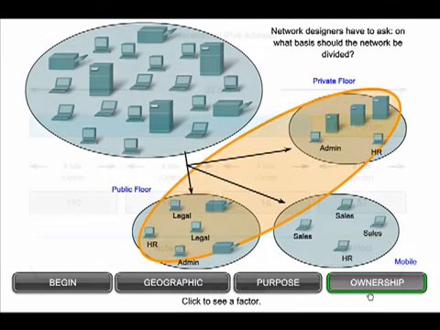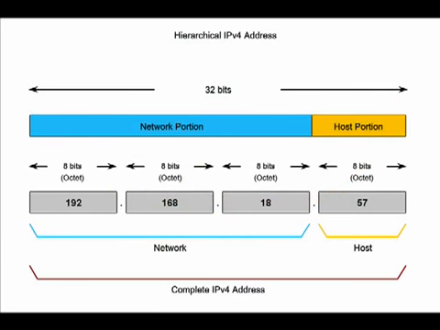IP addresses are hierarchical in nature. That is, part of the address represents the network, and part represents a specific host on the network. An IPv4 address is 4 bytes, which is divided into 2 parts, the network portion and the host portion. In this example, the first 3 bytes of the address is the unique identifier of the network, in this case, the 192.168.18 network, and the last byte is the unique identifier of the host within that network, in this case, the .57 host. In this network, all devices will have the same first 3 bytes in the address.